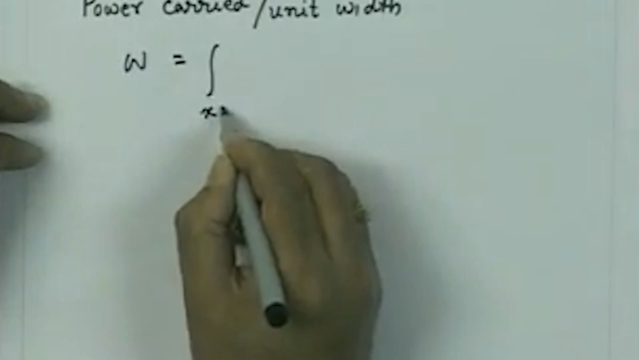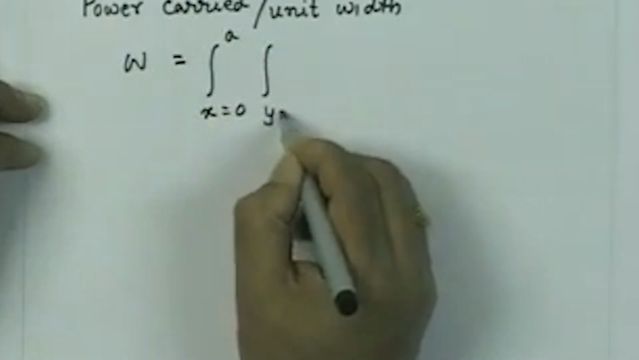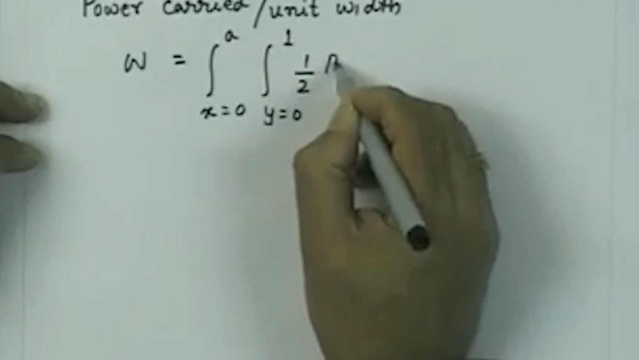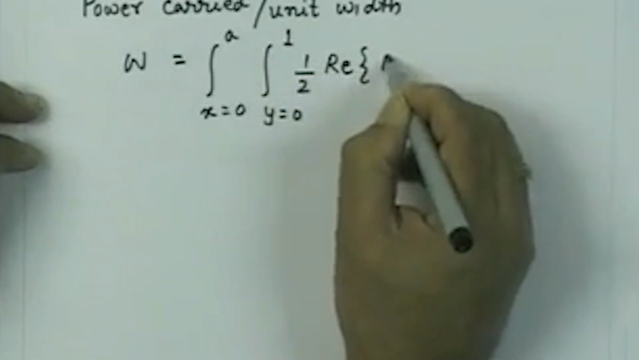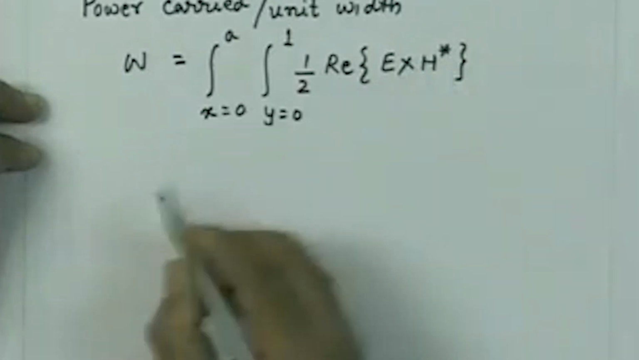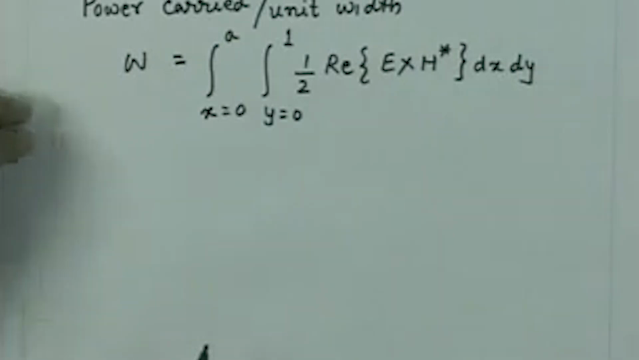So, we have integral x is equal to 0 to A, y is equal to 0 to 1, half real part of E cross H conjugate integrated over area of cross section dx dy.